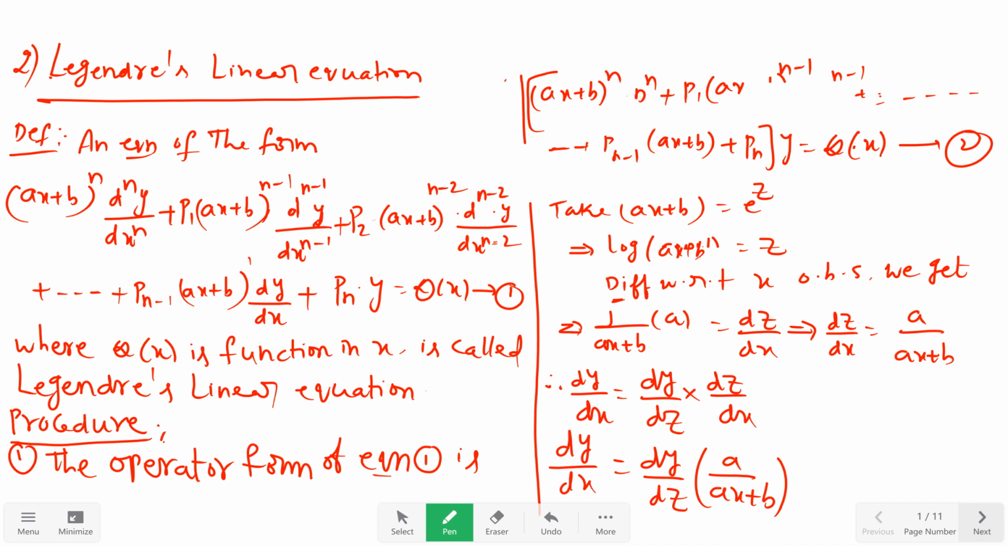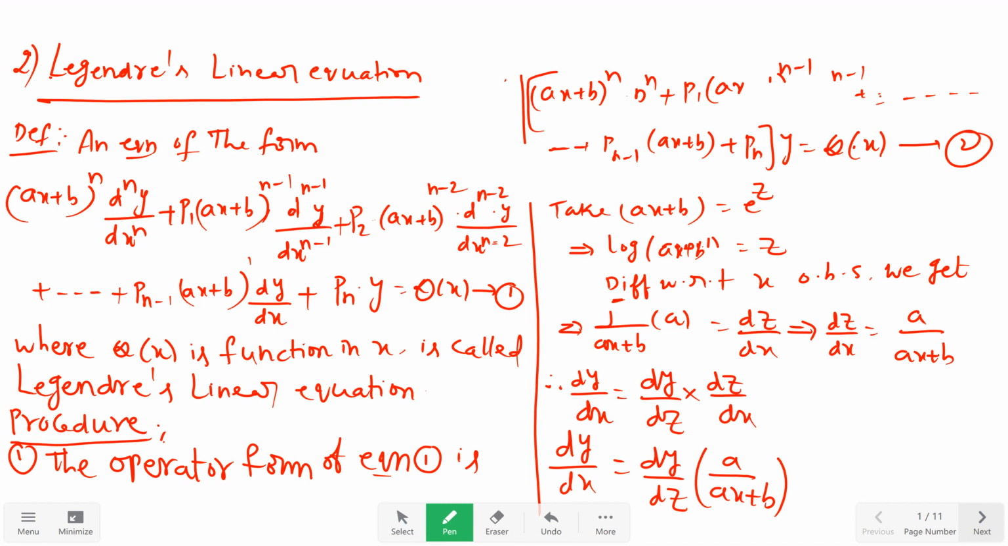with respect to x, plus p1 into (ax plus b) whole to the power of n minus 1 into the (n minus 1)th derivative of y, plus p2 into (ax plus b) whole to the power of n minus 2 into the (n minus 2)th derivative of y, and so on. So finally, plus p suffix n minus 1 into (ax plus b) into the first derivative of y, plus pn into y is equal to q of x, where q of x is nothing but the RHS value. Where q of x is a function in x, it is called Legendre's linear equation.